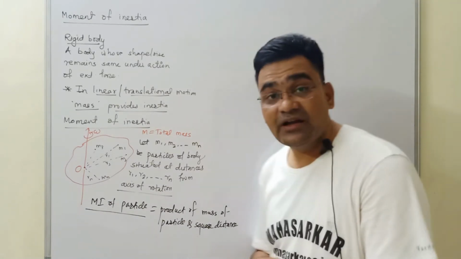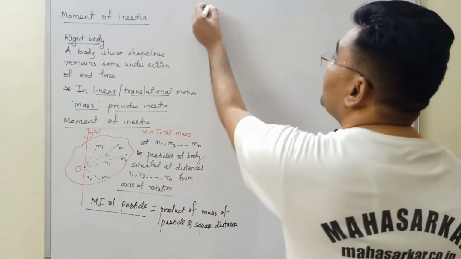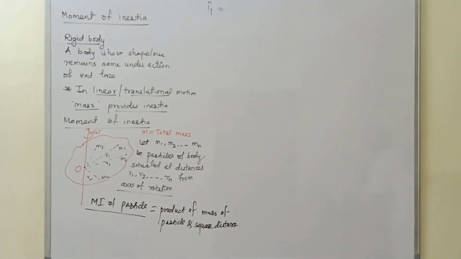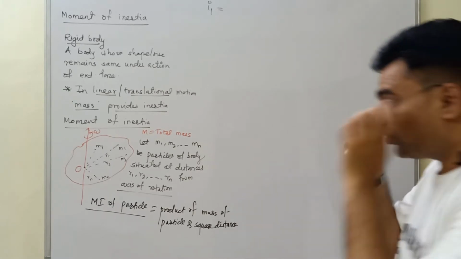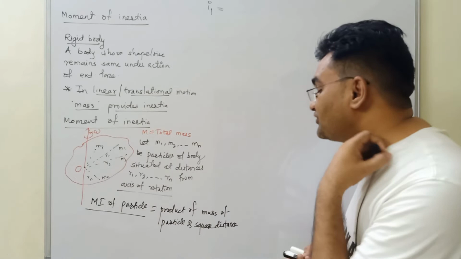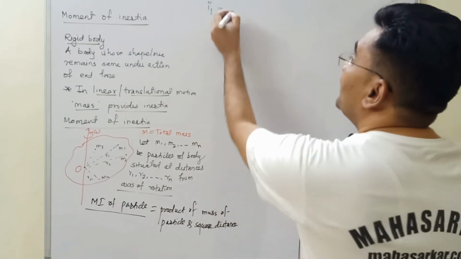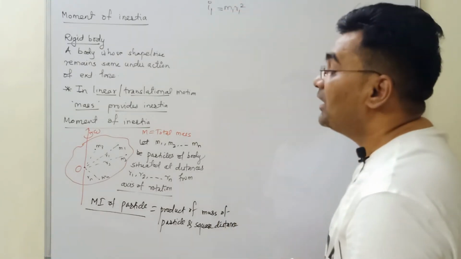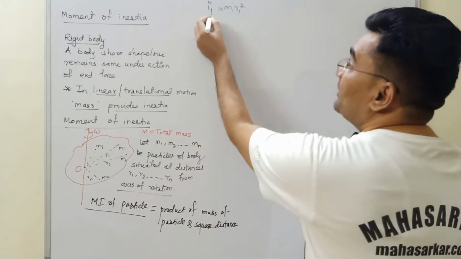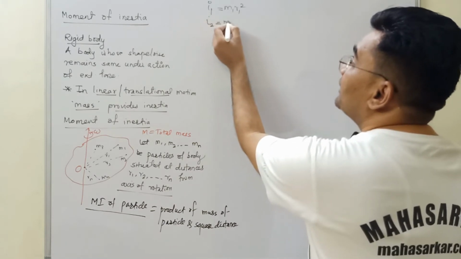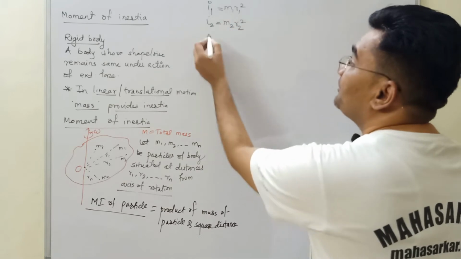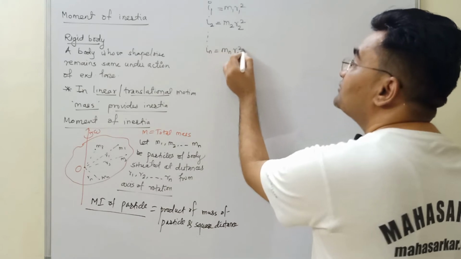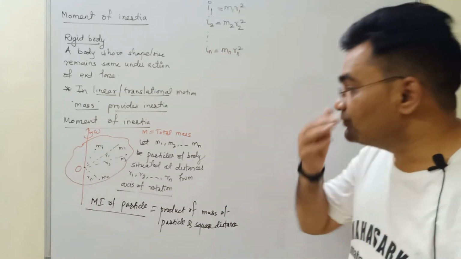So if I want to find the moment of inertia for the first particle, it is indicated by I1. According to the definition, the moment of inertia for that first particle is given by the formula m1 into r1 square. Similarly, for the second particle, I will write m2 into r2 square. If it is to be found for the nth particle, then it is mn into rn square.